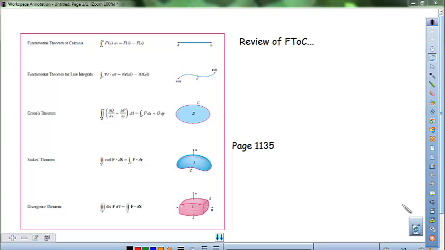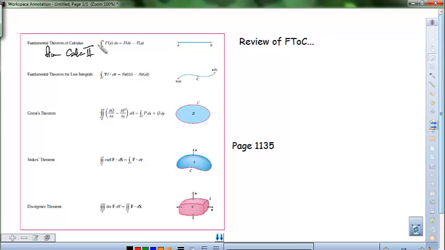This is a quick review of the fundamental theorem of calculus. We have this page from your textbook, 1135, that talks about the different kinds of fundamental theorem of calculus. There's this one from Calc 2, which we won't use. Well, we kind of will when you guys have to compute integrals. But this is the original fundamental theorem of calculus.